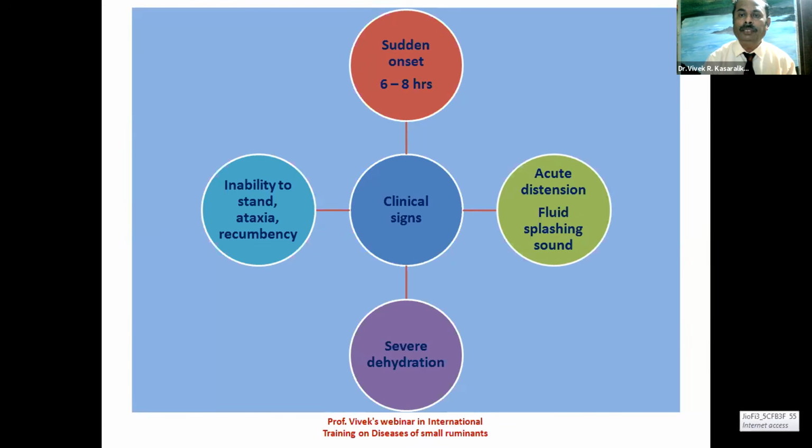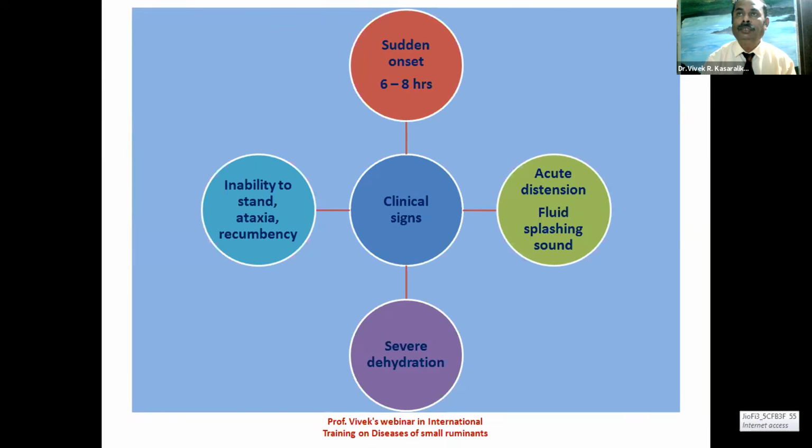So acute distension of the abdomen can be very well seen and palpated. You may confuse it with tympany. A little bit of gas will be there, but the distension is because of the fluid accumulation. That's why if you push the abdomen with your palm, you can even hear a fluid splashing sound, because the viscous rumen fluid becomes totally watery. It is free in the rumen, and that's why you get a fluid splashing sound.